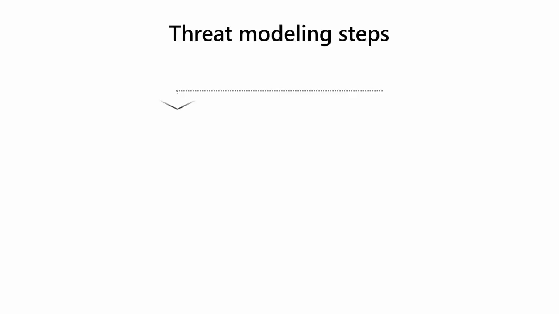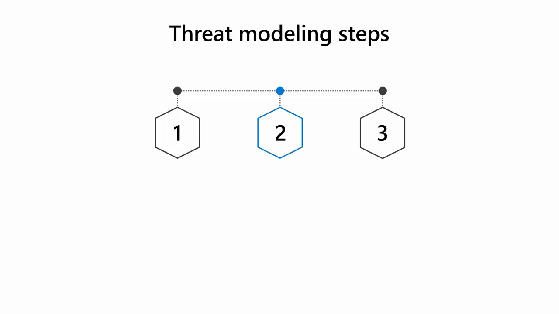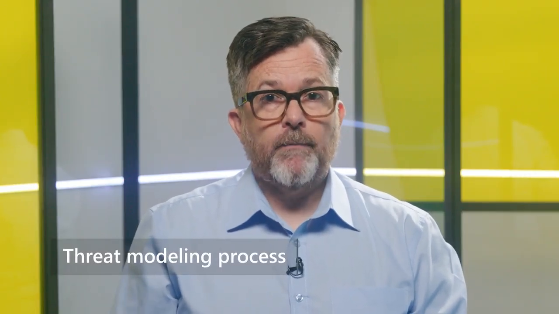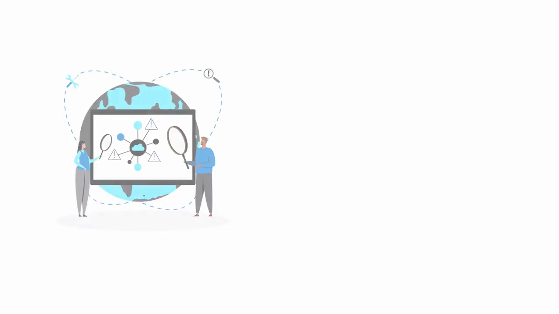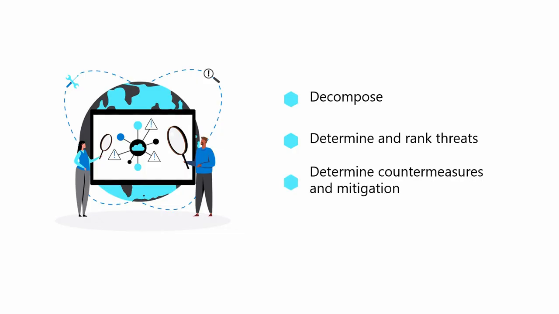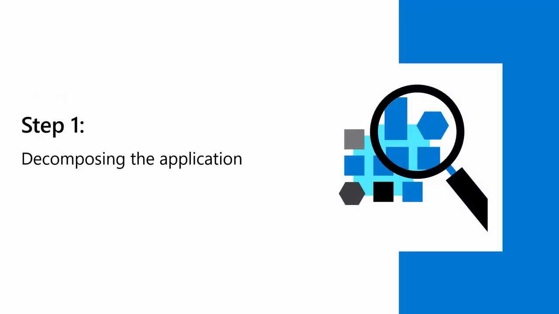By following the 3 steps of threat modeling, you can improve the security of your applications and protect your organization from cyber attacks. In this video, you will discover the 3 steps of threat modeling. These are: decompose the application, determine and rank threats, and determine countermeasures and mitigation. Let's start with step 1, which is decomposing the application.